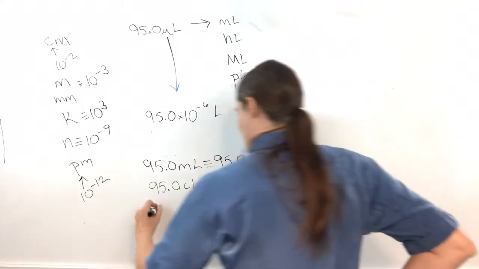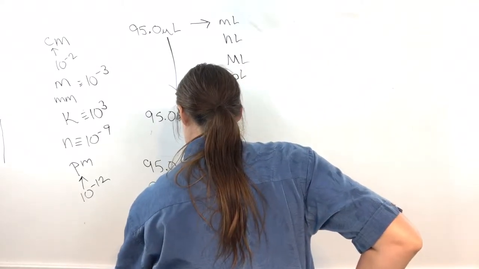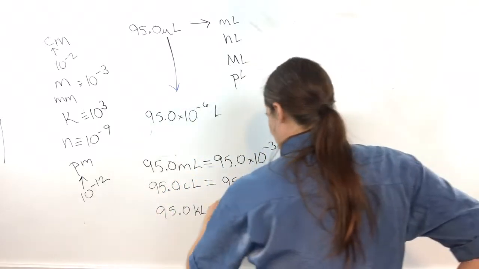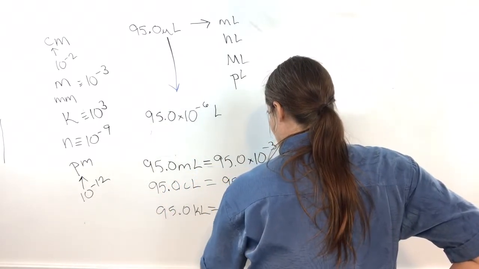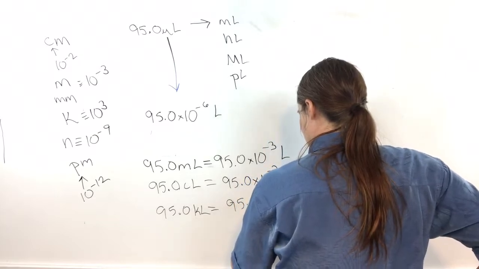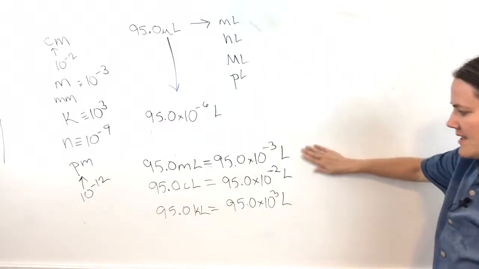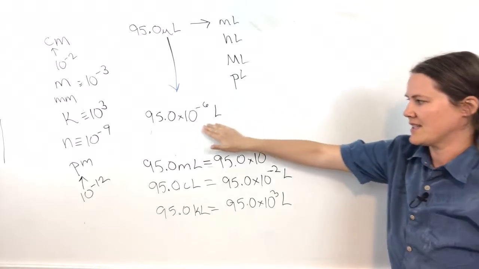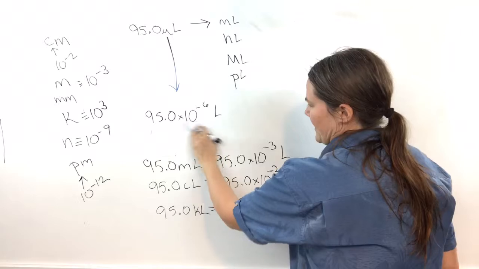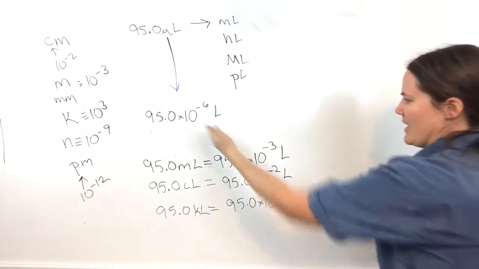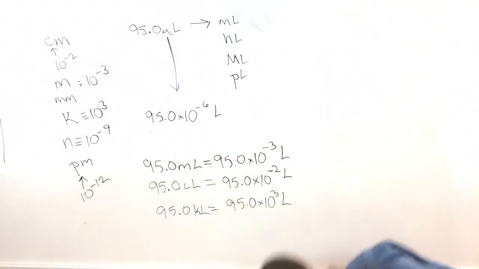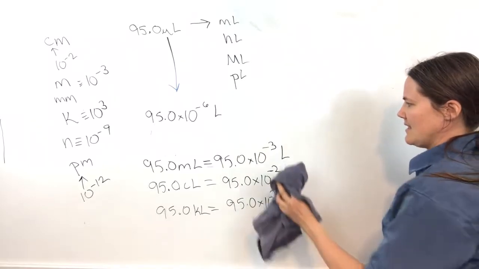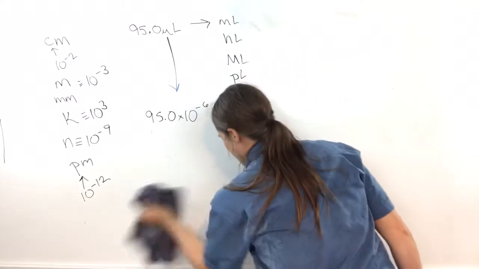Or let's do one more. Let's say that we have 95.0 kiloliters. This would be equal to 95.0 times 10 to the third liters. So whatever I'm converting, the first thing I do is write it out with the prefix written out. In this case, since I have micro, this would be 95 times 10 to the minus 6 liters. And I'm going to erase these.